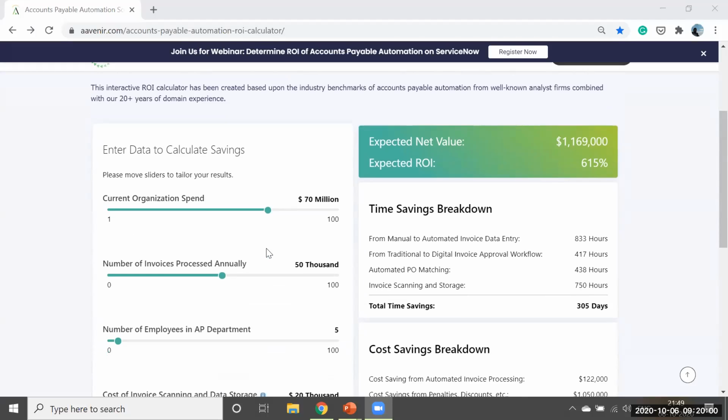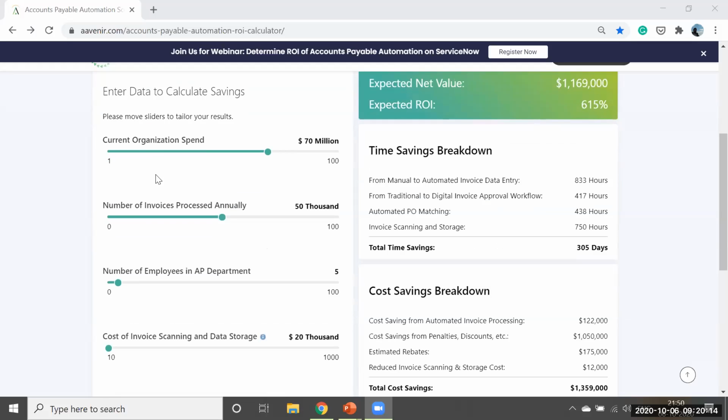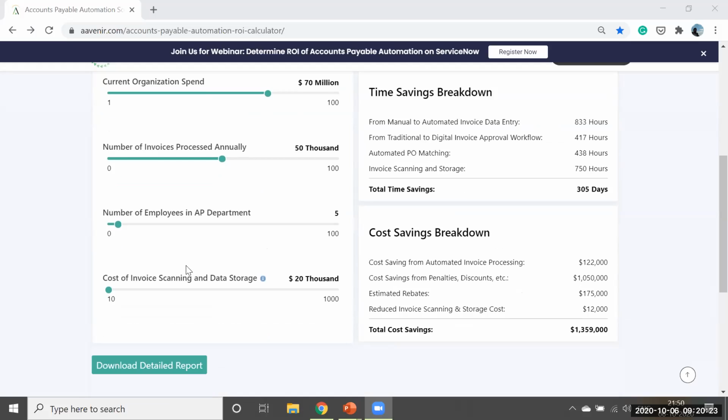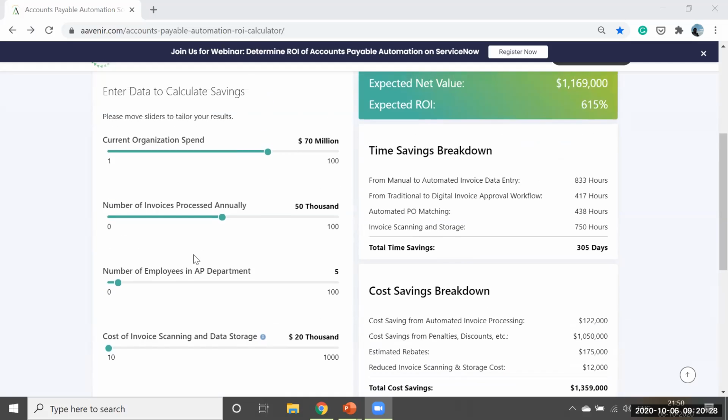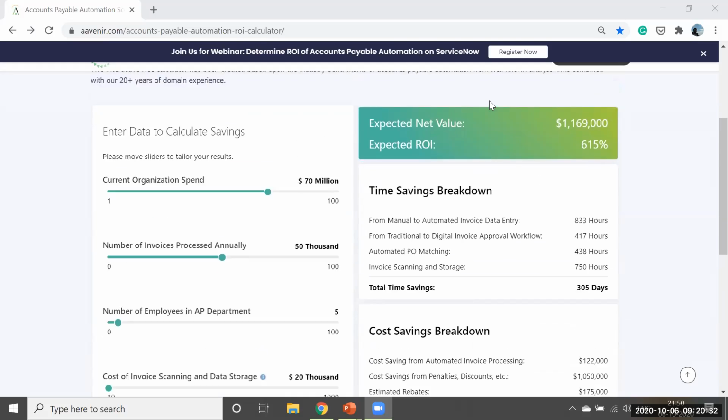So this ROI calculator has been based on the industry standards earlier and also some of the benchmark figures that might be relevant for your organization. So what you can do is you can just put in the input data. That means you put in data like your current organizational spend, how many invoices you're processing currently, how many employees work in the AP department, and then probably the cost of scanning the invoices and storing those invoices. Based on the input data, you get the eventual savings you're going to achieve.